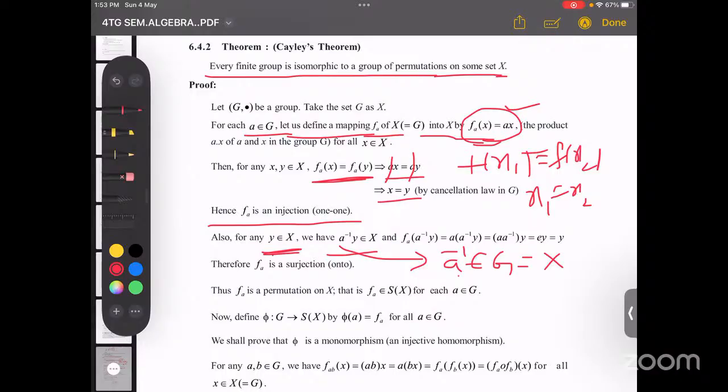So therefore A inverse Y belongs to X, and we are substituting in the function. So f of A, in place of X we are writing A inverse Y, is equals to A into A inverse Y. So this A and A inverse, if you take outside, and Y. So what will happen? A into A inverse value is E. So E into Y, identity element into Y is equals to Y. So this condition of onto function is satisfied.